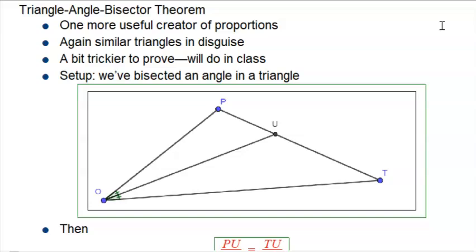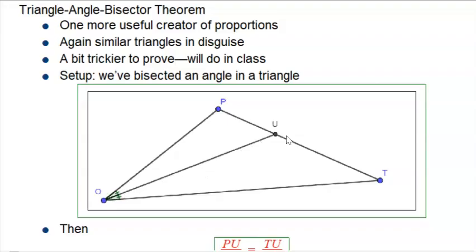Let's do one more quick video. This is the triangle angle bisector theorem. Usually you see it just called the angle bisector theorem, but this is a little bit more precise. When you have an angle here, POT, in a triangle and you bisect that, it's a very common thing to do, you've got an angle bisector.